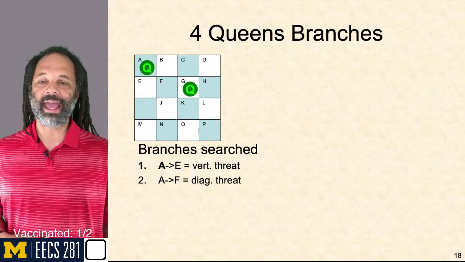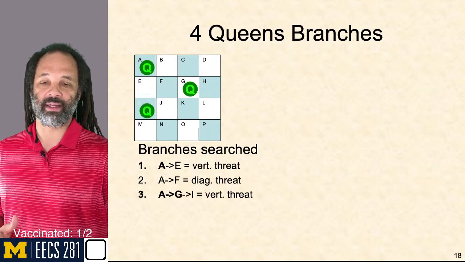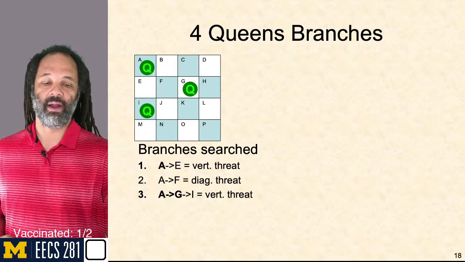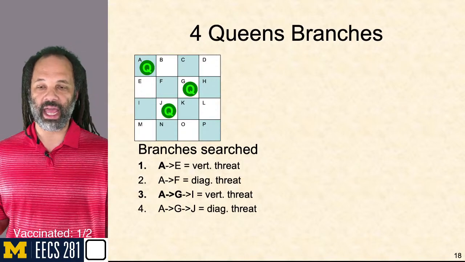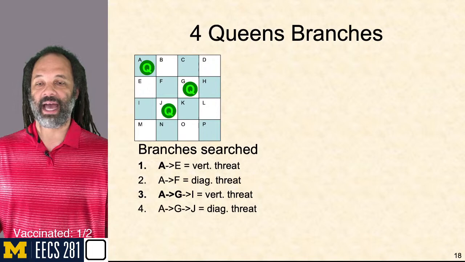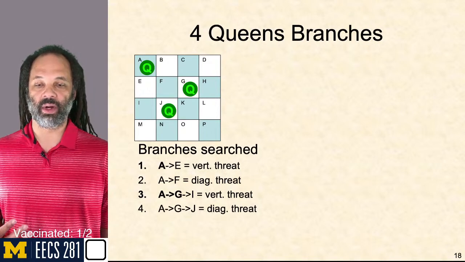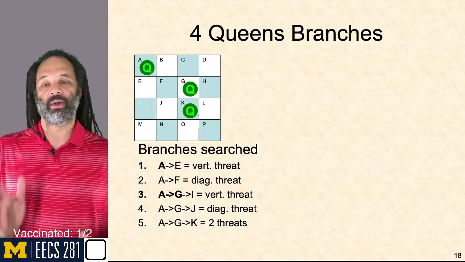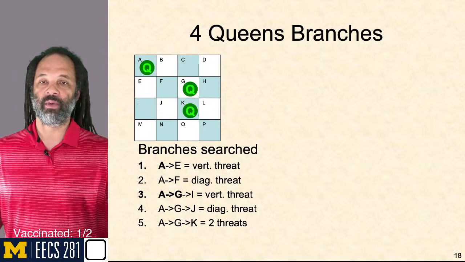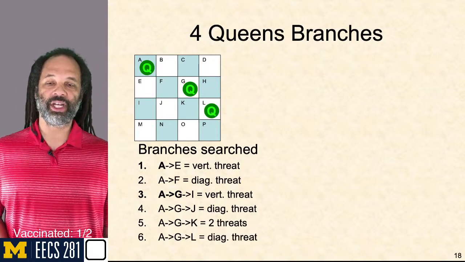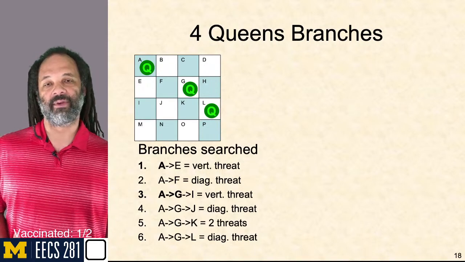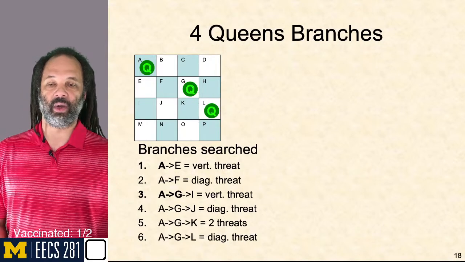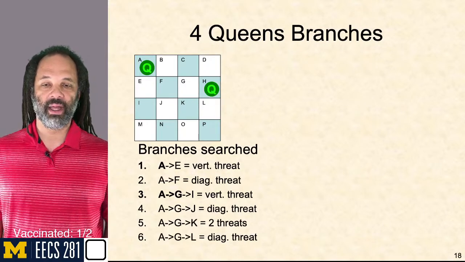So at AG, that shows no threat, so I keep it. Let's try I after the G. There's a vertical threat there, gets pruned. A to G to J, that is a diagonal threat, so that's not going to work. I'm going to prune that. A to G to K, that's a vertical threat. It's also a diagonal threat from A, so I'm going to prune that one either way. A to G to L, now I've got another diagonal threat from G to L, and I'm out of things at the end of this branch. So now I'm going to prune AG and go to AH.